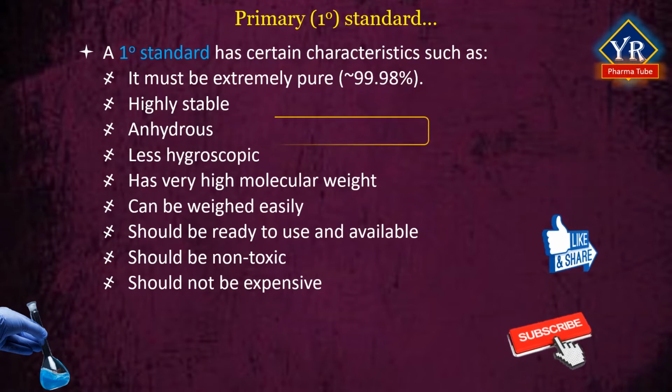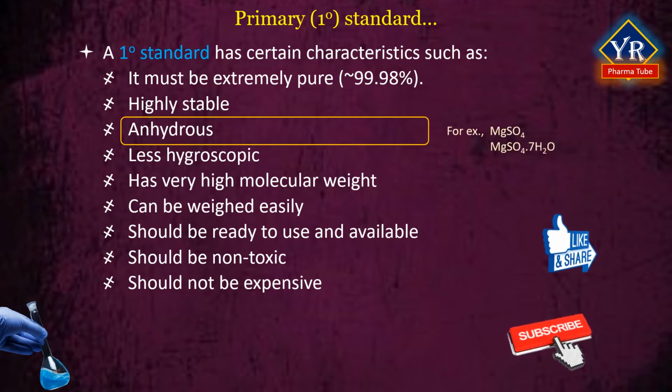It should be anhydrous, which means that it does not contain any water molecule in its molecular structure. For example, in a chemistry laboratory, you will come across the same chemical with a different number of water molecules attached to it. Let us see the example of Epsom salt. The chemical name of Epsom salt is magnesium sulfate. So, we write the formula MgSO4.